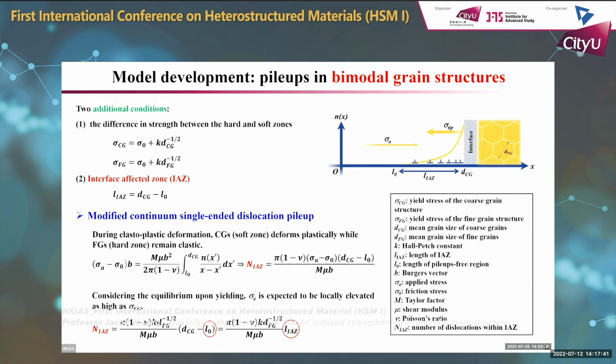So during the elastoplastic deformation, the coarse grain, or we term that as the soft zone, will deform plastically while the fine grain, or called the hard zone, remains elastic, similar to our previous derivation. Then the number of dislocations within this interface affected zone, IAZ, can be derived in our model as shown here. By substituting the yield stress of the fine grain into the applied stress, the number of dislocations can be expressed by this bottom equation. And you can see that in this equation, only the length parameter is unknown. All the other parameters have been defined and can be measured experimentally.